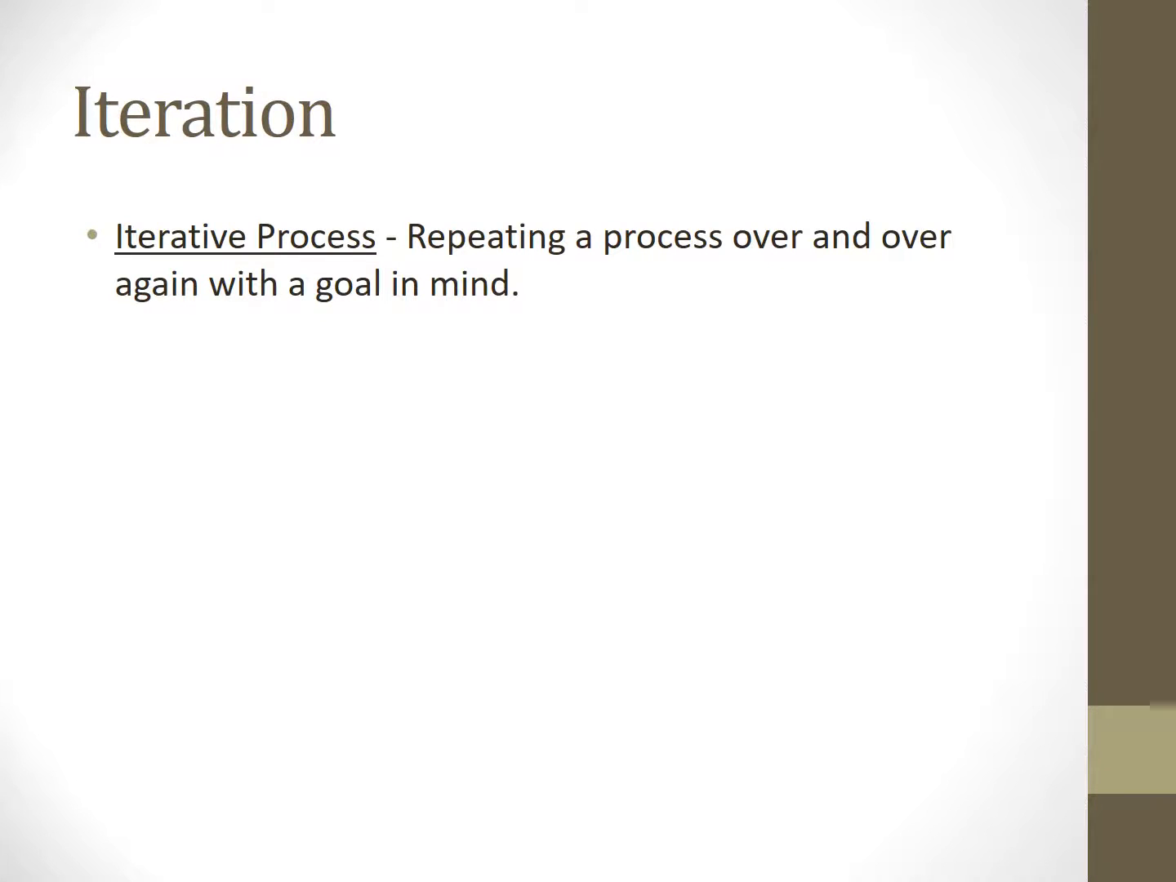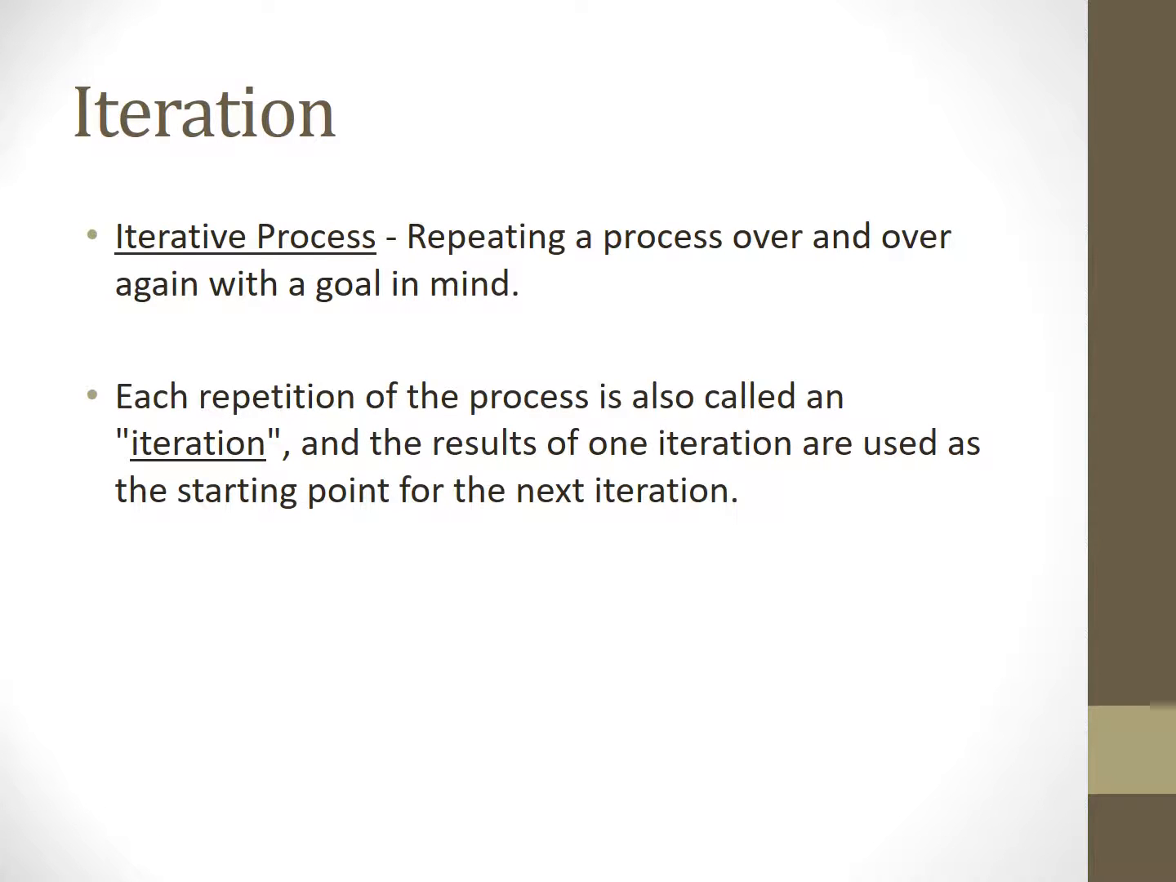In looking at iterative processes, an iteration is one repetition of something. An iterative process is where we're going to do this thing over and over again, some kind of process, and it has a goal in mind. There's some purpose for doing this. And each repetition is called an iteration.